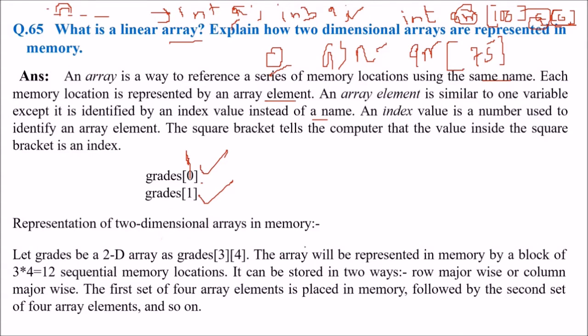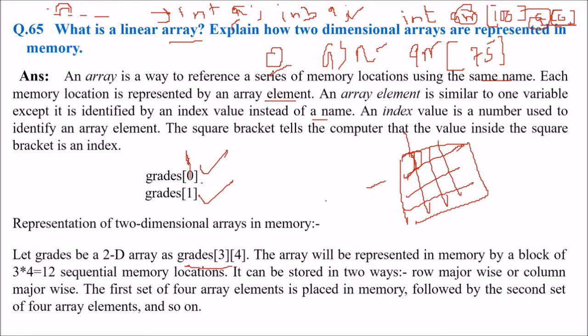So how to represent the two-dimensional array in the memory? A two-dimensional array, you can assume it to be a table or a matrix, with rows and columns. So the values are placed like this. Let me have a 2D array named grade[3][4]. What do 3 and 4 say? 3 rows and 4 columns. This is what this grade says.